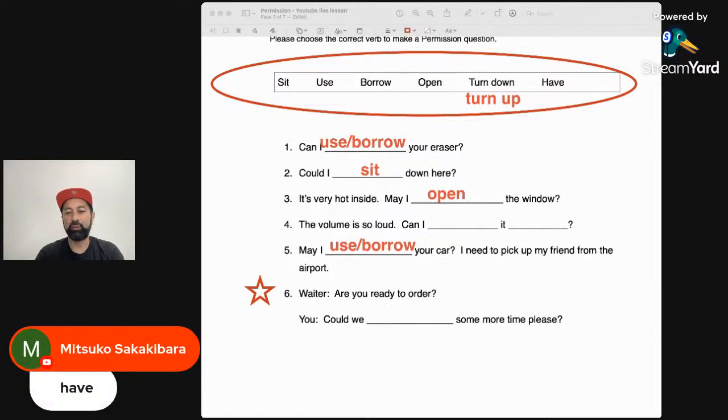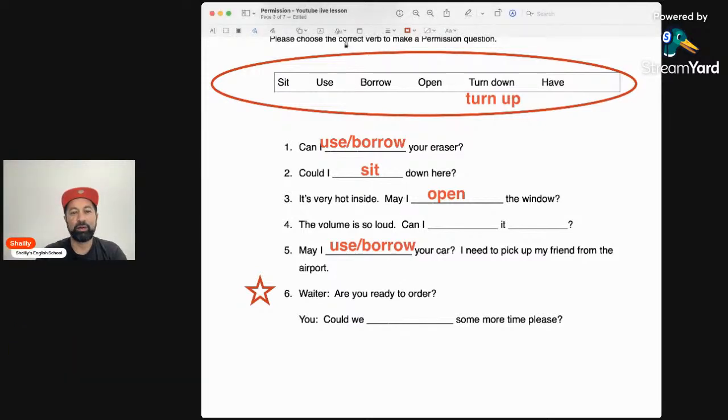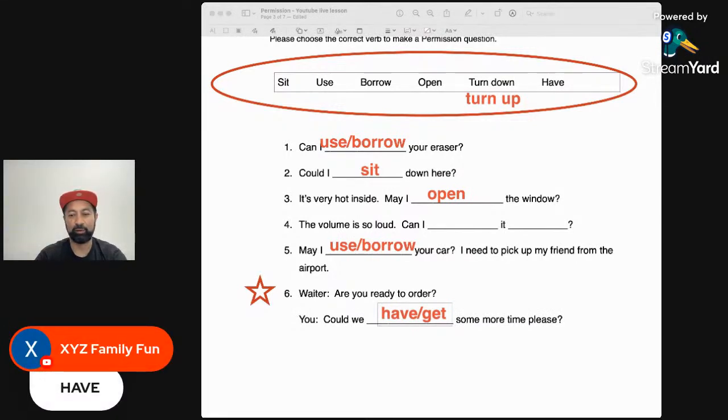Mitsuko, perfect answer. Could we have some more time, please? So the correct answer in this situation is going to be have. Now, I don't have this verb in the list, but another verb we can use in this situation is get. Could we get some more time, please? That is also a correct answer. It's not in the list. Have is in the list. So have is the correct answer for today. But please remember, get is also possible in this situation. So YFS, XYZ, perfect. You both answered it perfectly.